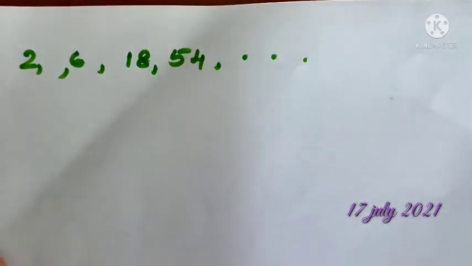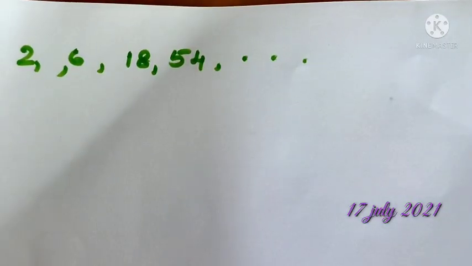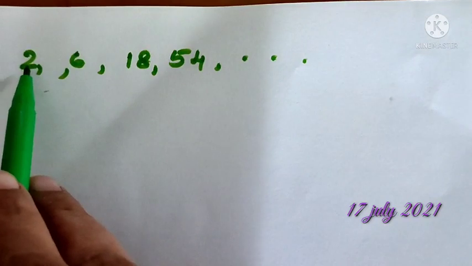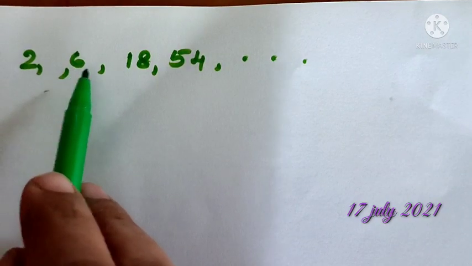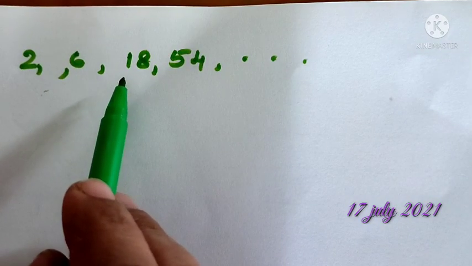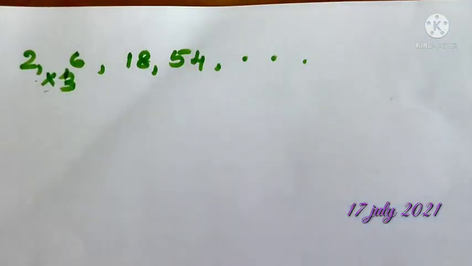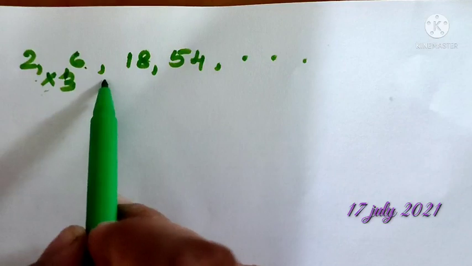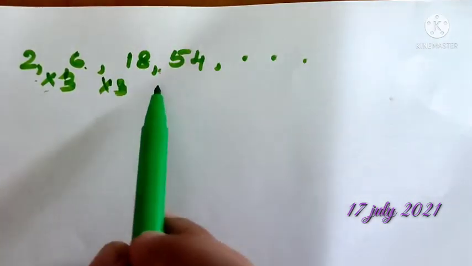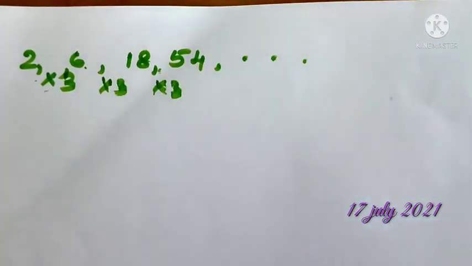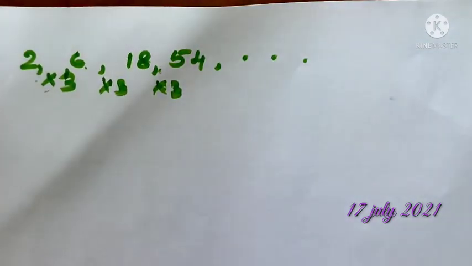Now let us see this example, 2, 6, 18, 54, etc. See, 2 plus 4 is 6, but 6 plus 4 is not 18, right? But at the same time, 2 into 3 is 6, again 6 into 3 is 18, and 18 into 3 is 54. So addition is not happening here. It is not an example for arithmetic progression.